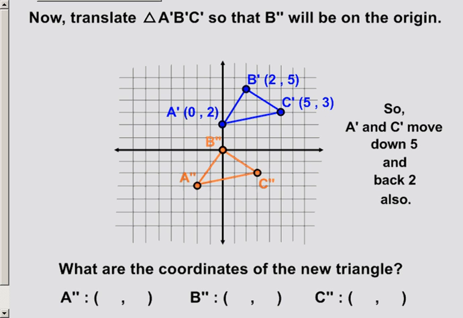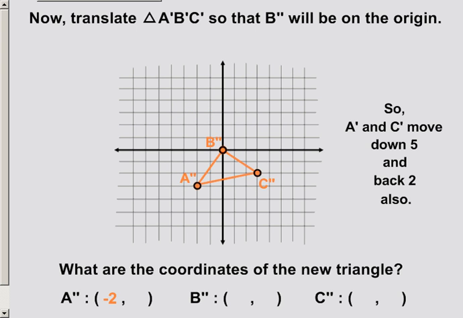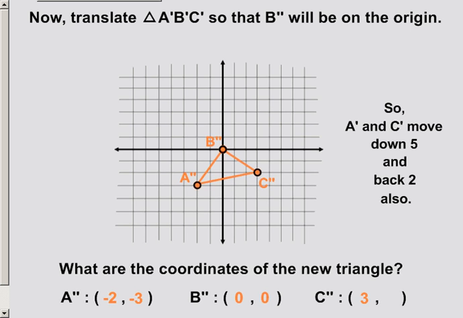Okay, so let's get our coordinates. A double prime has an abscissa of -2. It has an ordinate of -3. B double prime is on the origin as instructed, so that's an easy coordinate for us to get. It is at 0, 0. C double prime lines up with the x-axis at 3, so it has an abscissa of 3. And it lines up with the y-axis at -2, so it has an ordinate of -2.